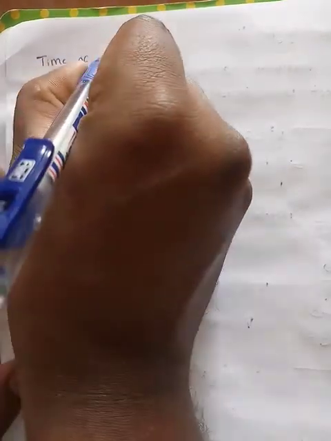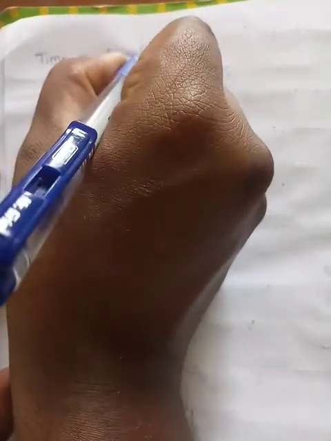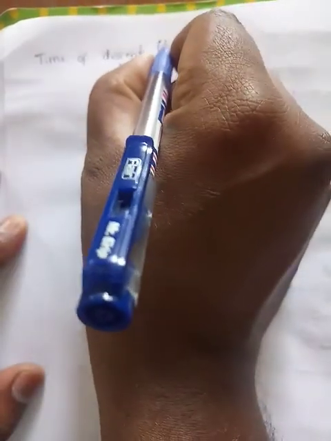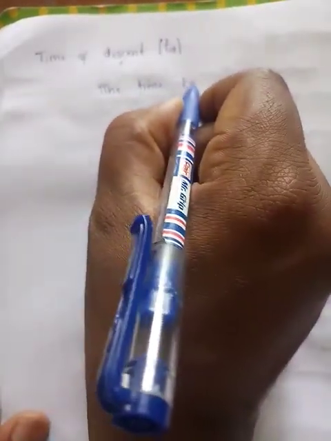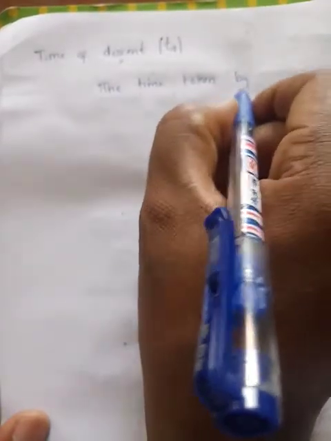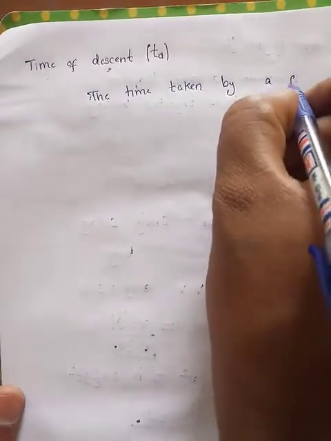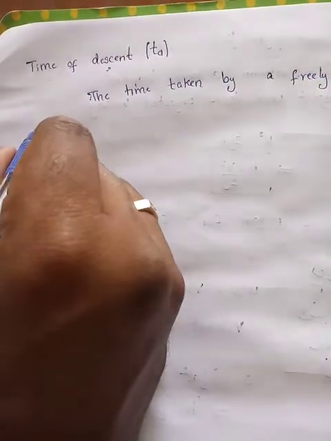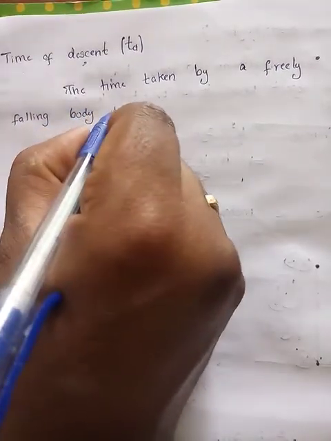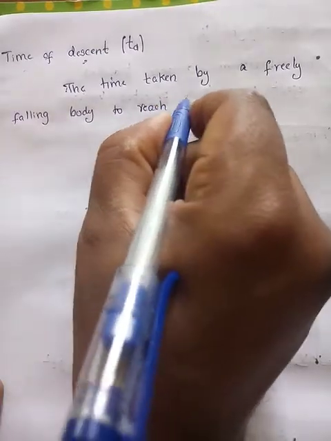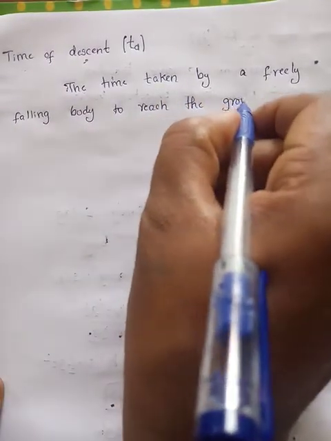So we can write the definition. What is time of descent? It is denoted by the letters t suffix d. Time of descent is the time taken by a freely falling body to reach the ground. That time taken is called time of descent.